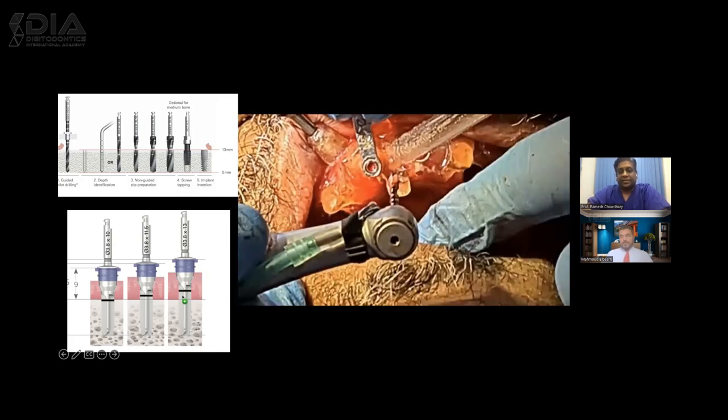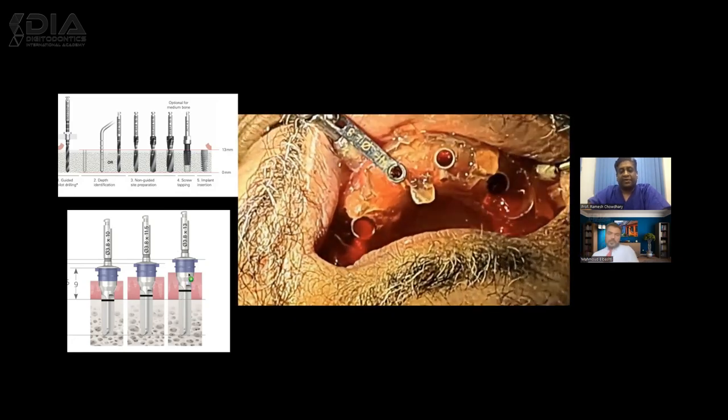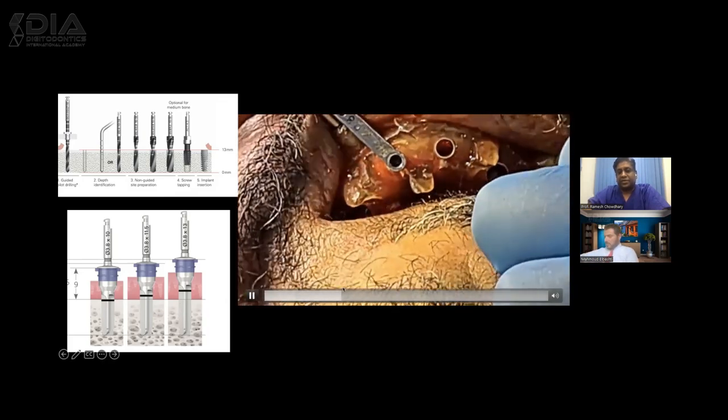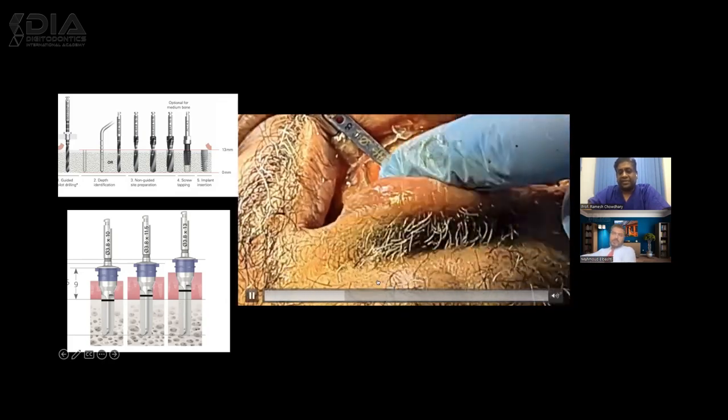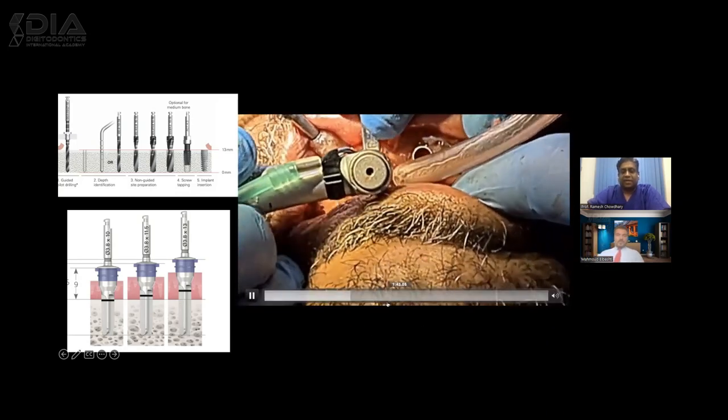Then other systems like DO, Ostem, and various others have their offset incorporated in the drill. So you don't really have to have the sleeves done. The drills just change. So this is how it is.